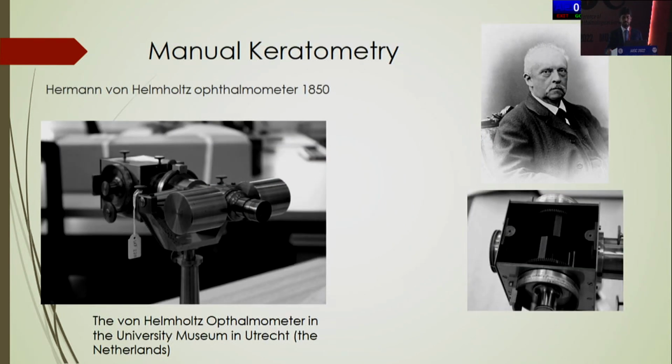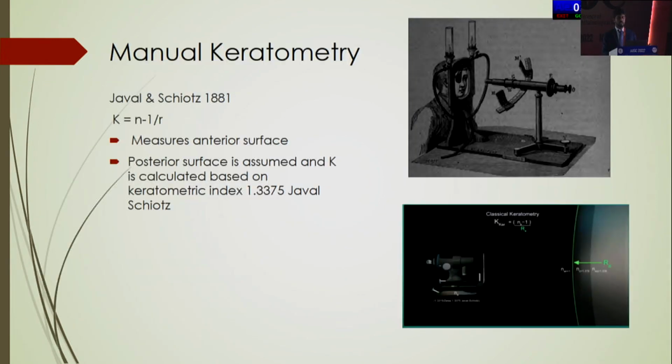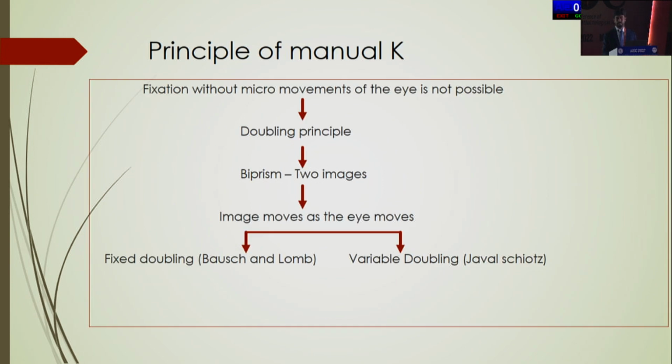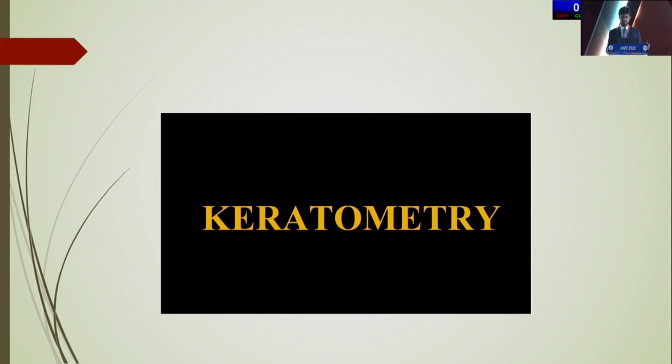Going back in history, heritage, how this keratometry came into existence was because of this great man, Van Helmholtz. His keratometer is available even today to visit at the university in Netherlands. However, practically usable keratometer was devised by Dr. Javal and Schiotz, based on the principle of biprisms and doubling principles. This was used to negate eye movements so that we can get a good keratometry value.